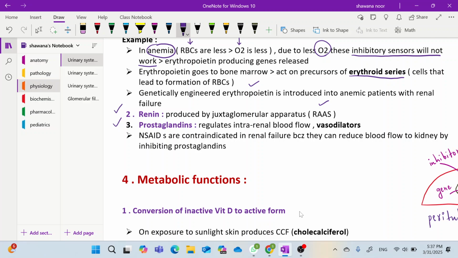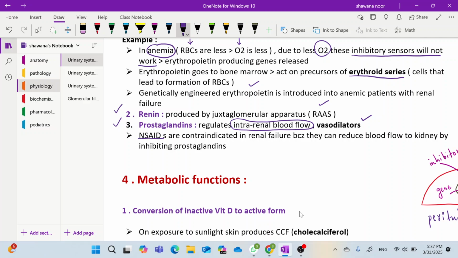The third thing is the prostaglandins. Prostaglandins are the third hormone or protein produced by the kidney. What is the function of prostaglandins? These are vasodilators, which means they dilate the blood vessels, and they regulate the intrarenal blood flow. They maintain the blood flow to the kidney, and these are very important physiologically.